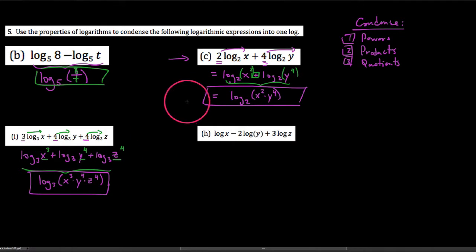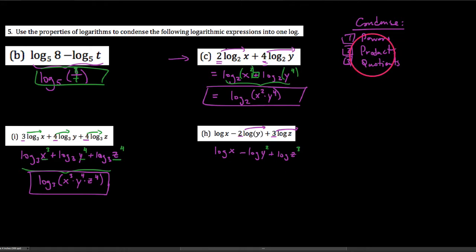And so lastly, letter H here. Again, looking through this and scanning, do we see any powers here? I've spotted a power here and a power here. So I'm going to start by initially putting those powers back. And so we would have log base 10 of x, or just log x, minus log of y squared. So we put our power back up there, plus log of z to the third.